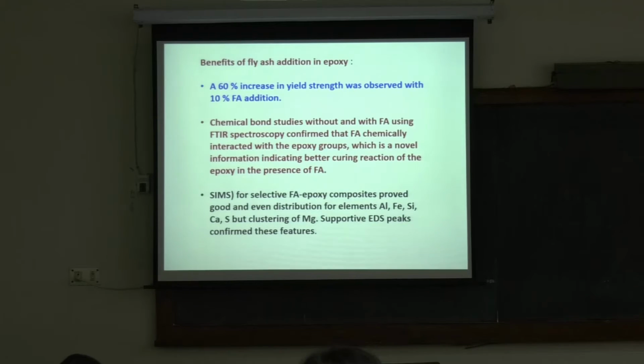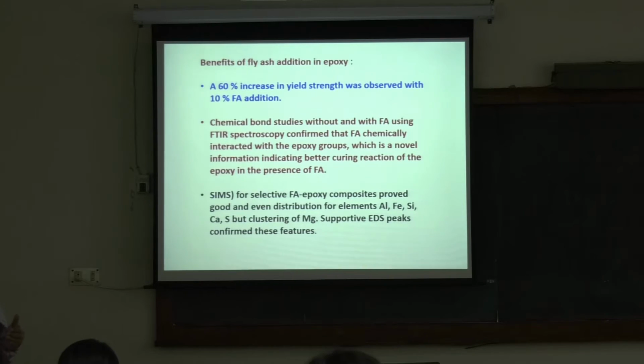And also today, SIMS for selective fly ash epoxy composites proved good and even distribution for elements of aluminum, Fe, silicon, but clustering of magnesium. So the images showed that if you have magnesium ions or magnesium atoms, they show clustering. But the other things, aluminum, iron, silicon, calcium, sulfur, they have even distribution. So that will again affect the properties of the material. Sometimes it can make it stronger in some areas, sometimes weaker.